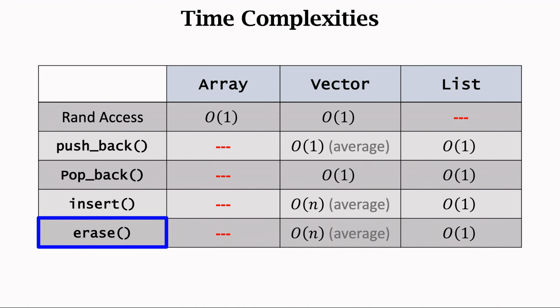Erase means deleting an element in an arbitrary position. Vector supports the erase operation, but it is slow for the same reason as the insertion operation. List can perform erase very efficiently, only constant time complexity.